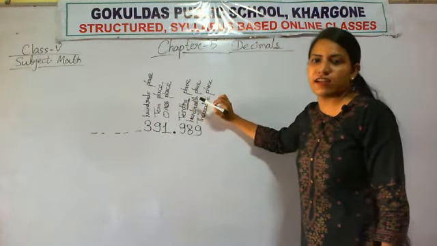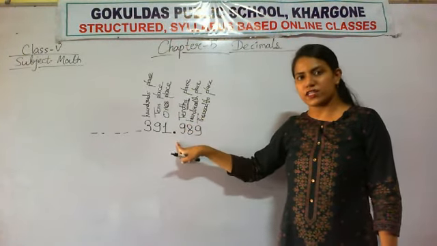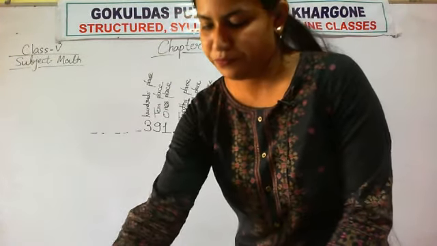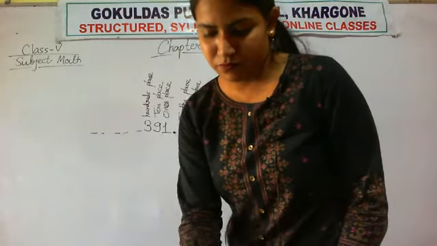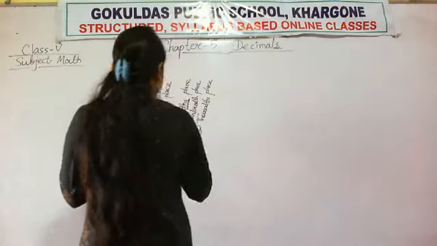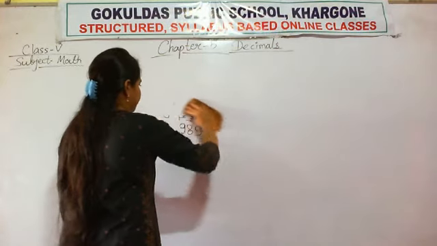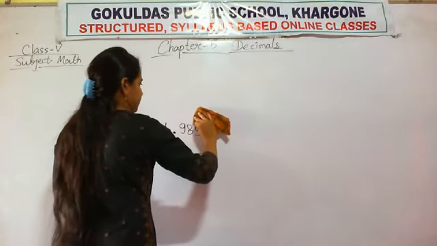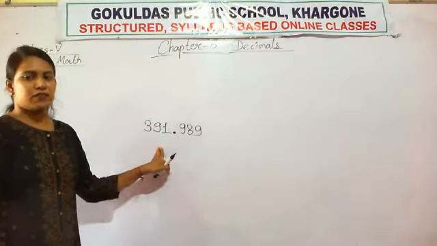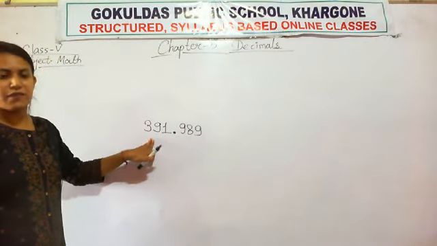We put the decimal point after ones place. We remember these things. These are the place values. Okay, I have written. Now it is our decimal number, right? Why? Because this number has a point here. It is our decimal number.